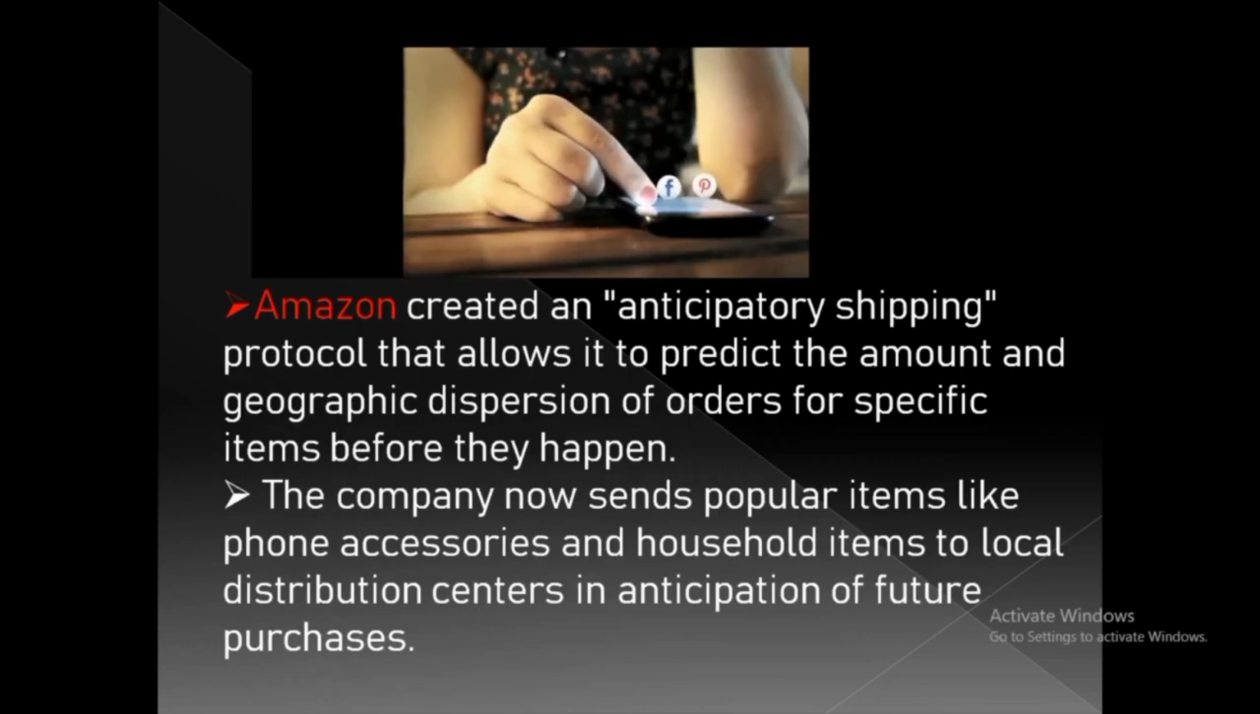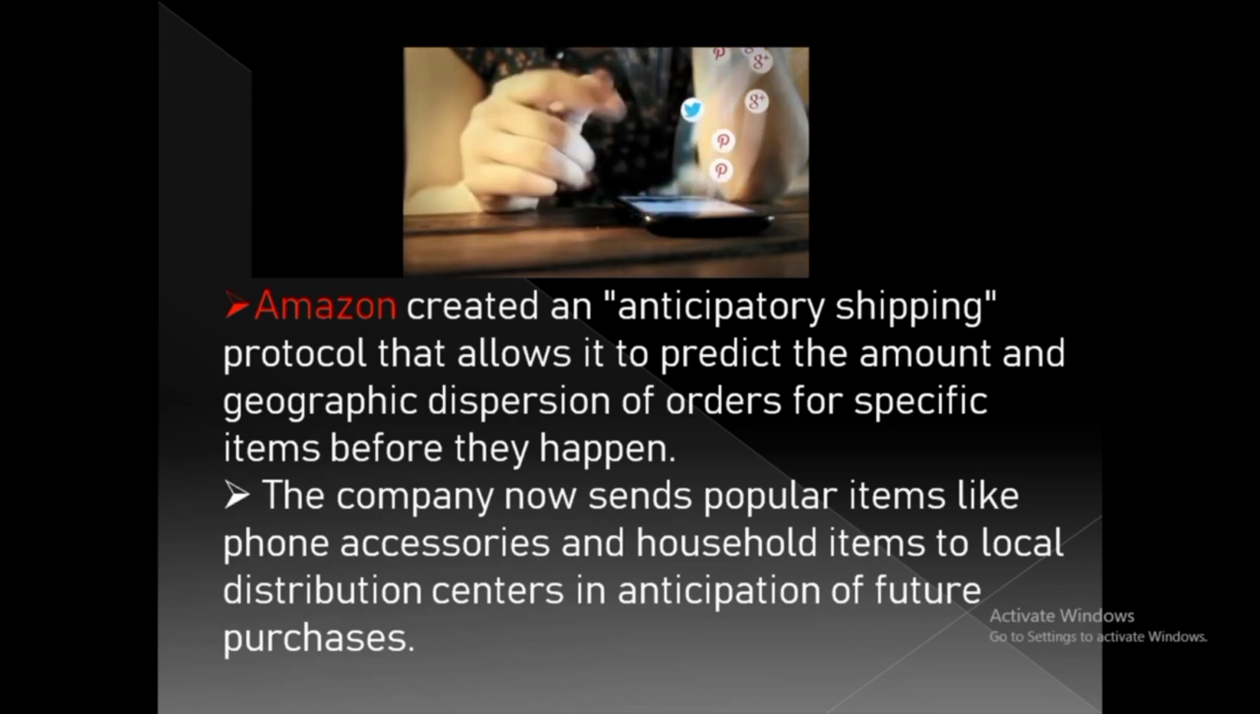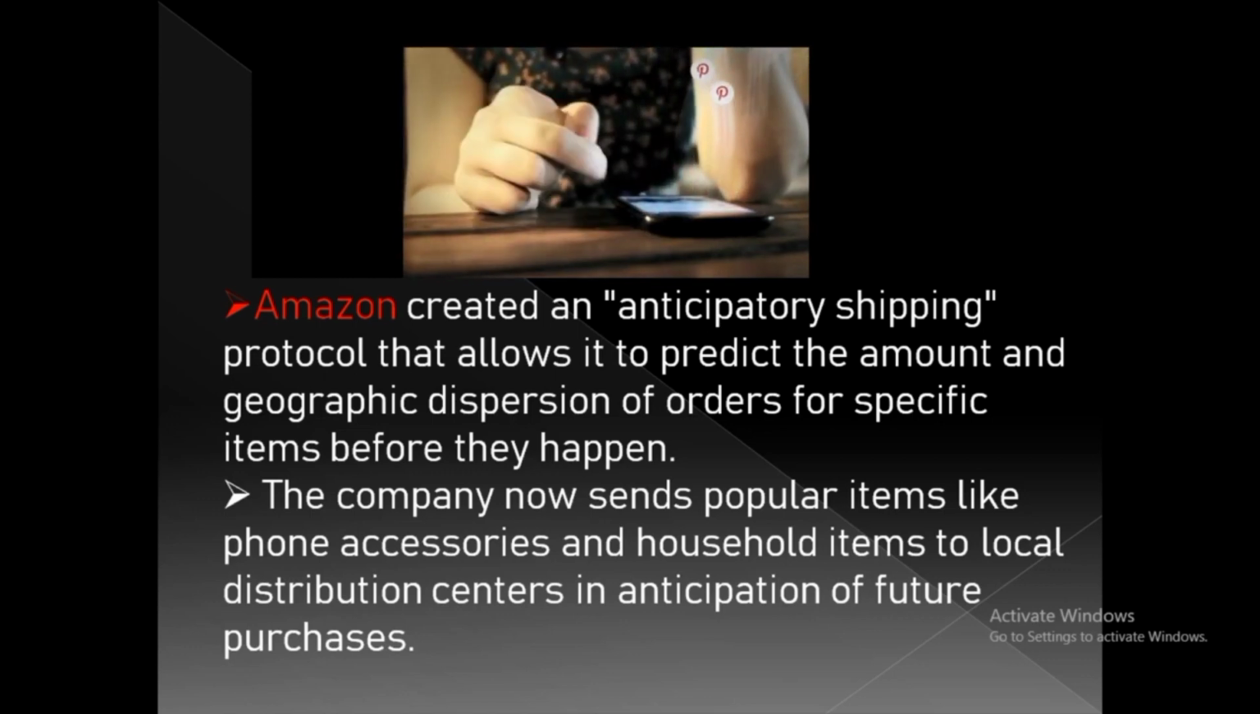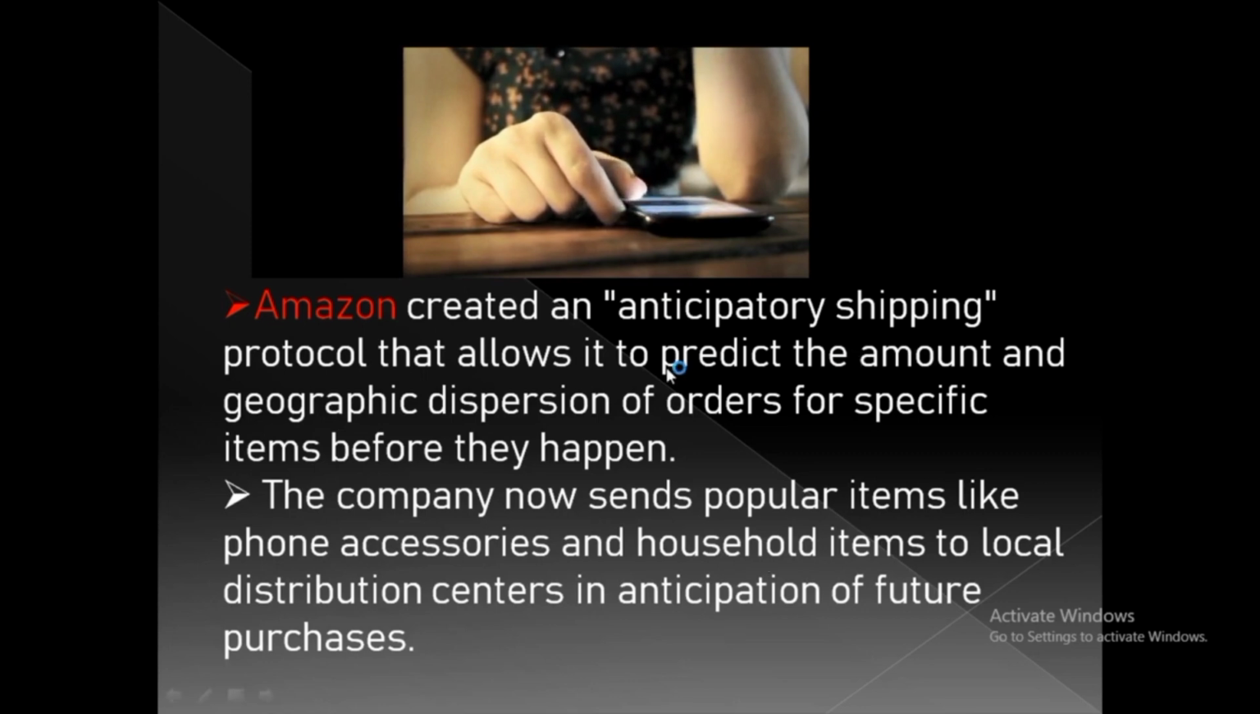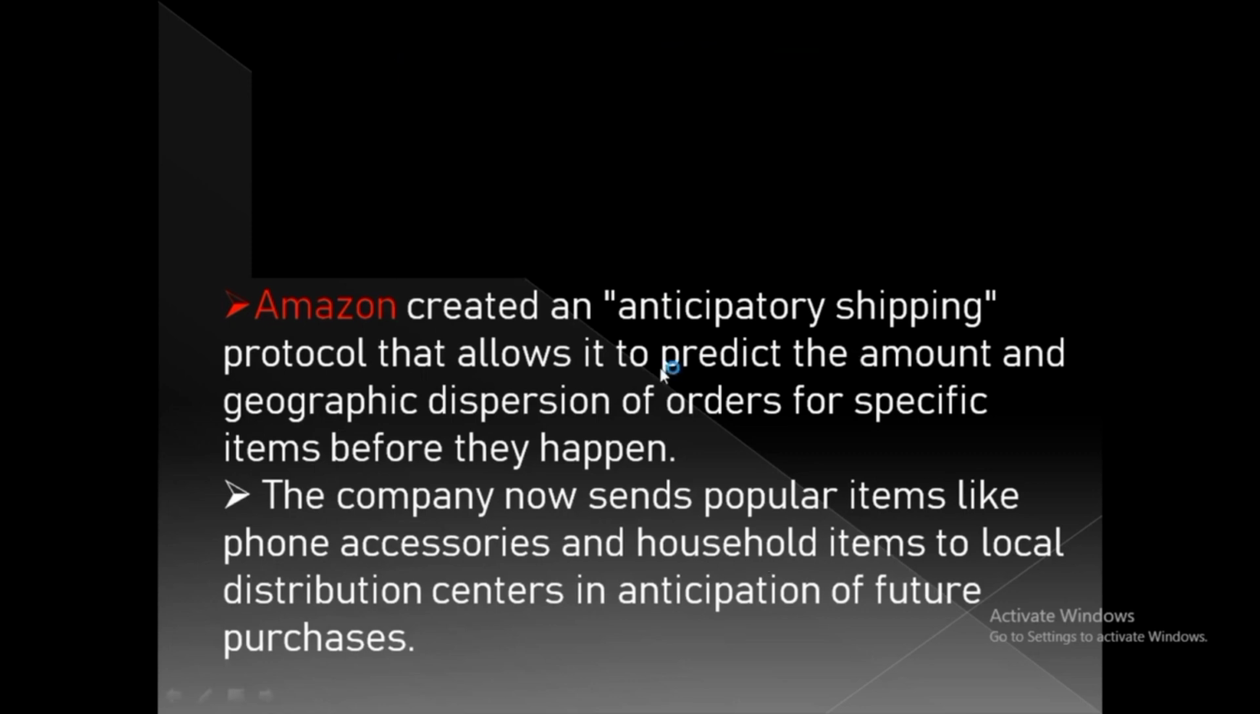Like you can see Amazon, we are using Amazon day by day, or we are using Facebook, Twitter, Pinterest. We are using these different shopping apps or social media apps. So what are they doing? They are building a strategy with the help of different algorithms. Amazon created an anticipatory shipping protocol which allows it to predict the amount and the geographic dispersion of orders for a specific item.